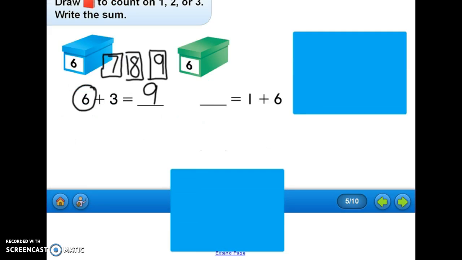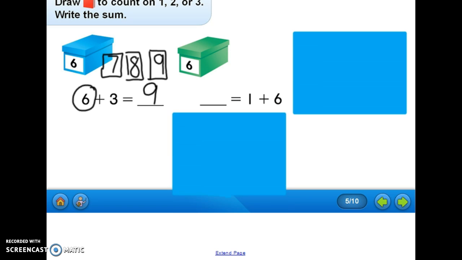All right, so we have 6 in our box here because 6 is our greater number. Now don't get tricked just because they put the equal sign over here in the middle, okay? The equal sign can be over here and our number sentence can be to the right of it, or it can be to the left of it.